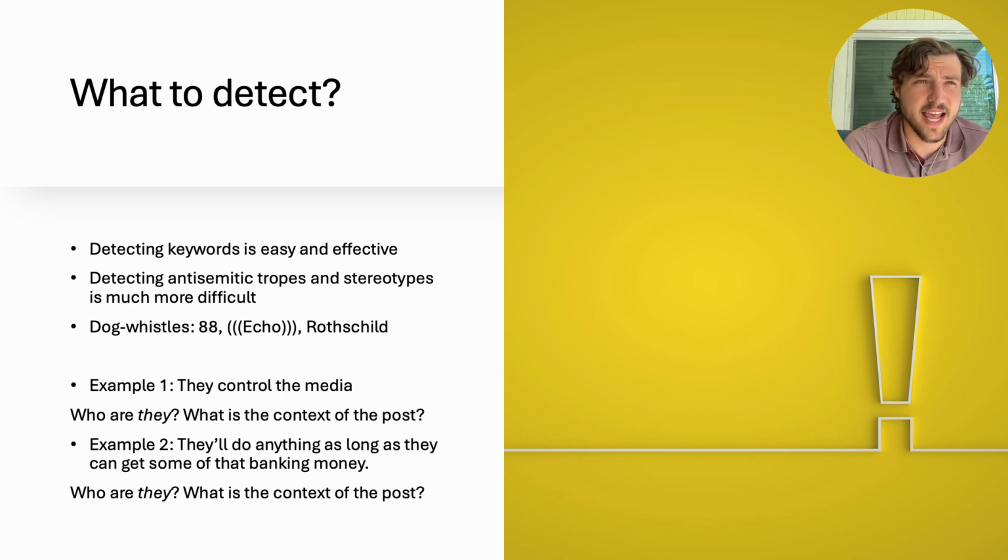For example, 88. 88 is a white supremacist dog whistle. It stands for the 8th letter of the alphabet twice, which is HH, which is short for Hail Hitler. But it could also be someone's birth year. It could also be just a number that they're using in their profile or in a comment. So the context of these tweets really matters. Let's look at a couple of examples.